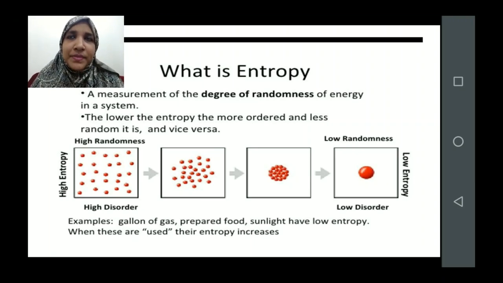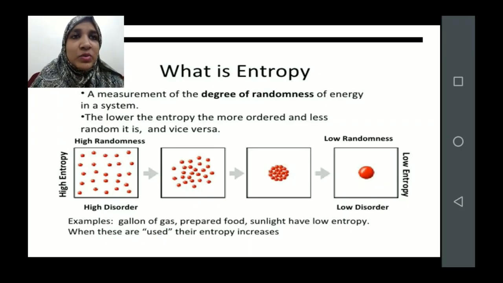For example, the flow of water from high level to low level, the mixing of two gases when they are allowed to mix, the mixing of sugar into water or salt into water, all these are what? Natural processes. Okay, they do not require what? External influence for taking place. So these processes are known as spontaneous processes. Okay. Now entropy is helpful in finding out whether the given reaction would be spontaneous or not.